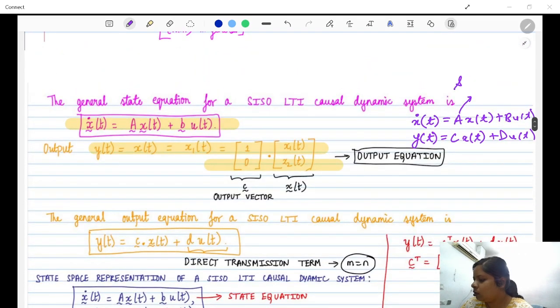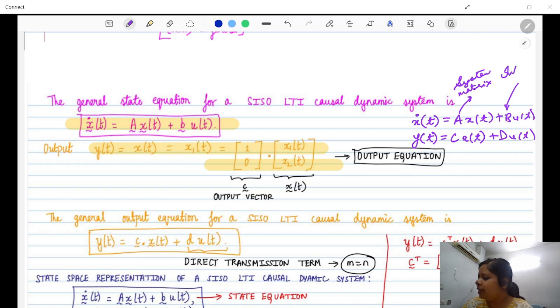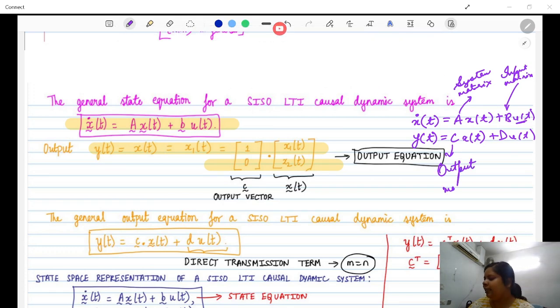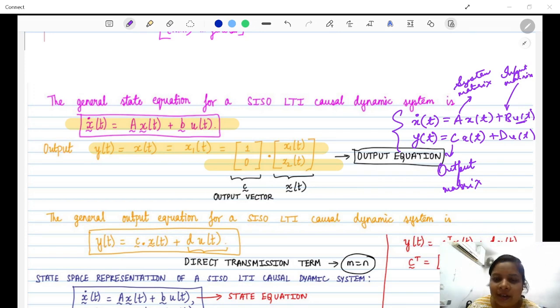A would be your system matrix, B would be your input matrix. Why input matrix? Because it is related to the input of the system. C is your output matrix. So here in this equation, x is your state variable that defines the system. U is the input that is given to the system.